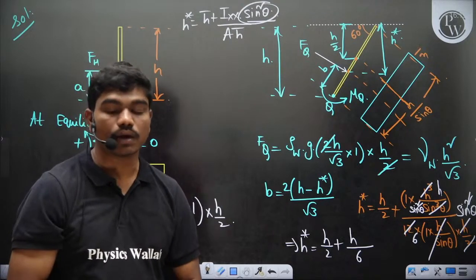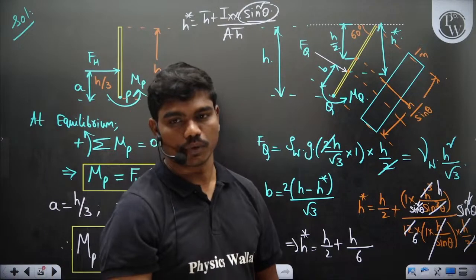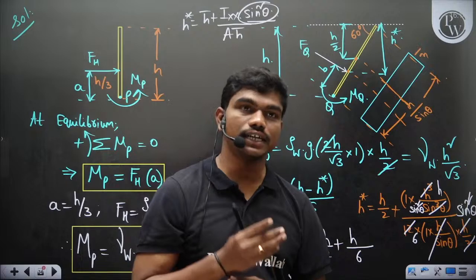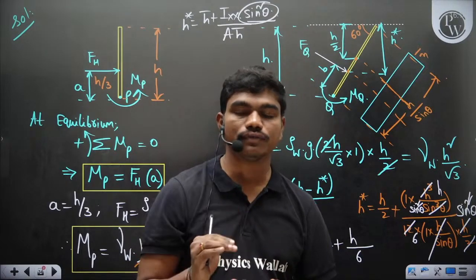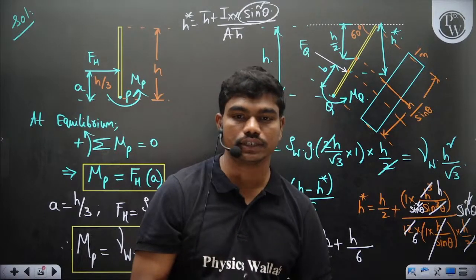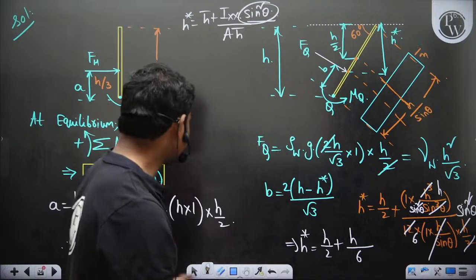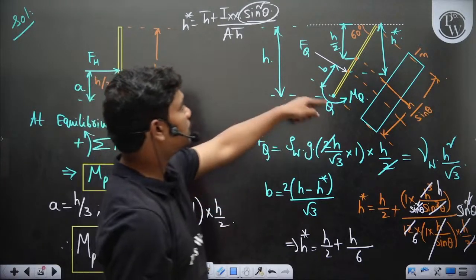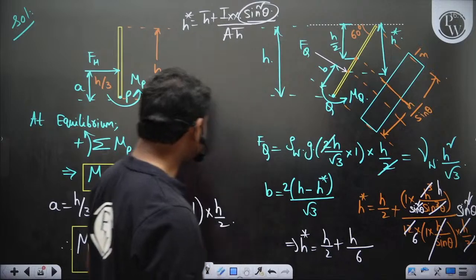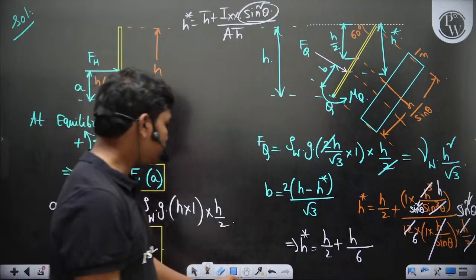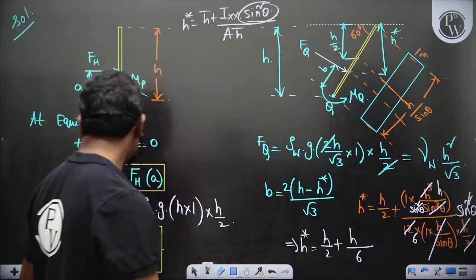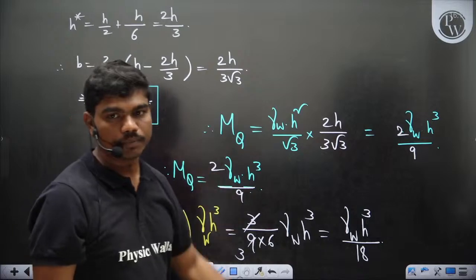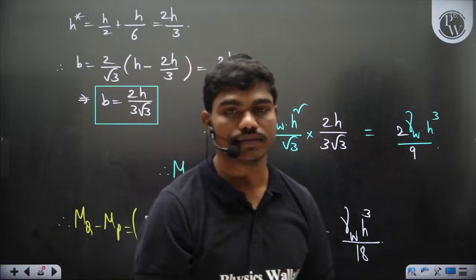Clear? And one more important conceptual point here: if the vertical separation is same, then the depth of center of pressure and depth of centroid is also same. Like in these two cases, if you see one thing carefully, here the depth of the centroid is h by 2. Here also the depth of centroid is h by 2. Here depth of center of pressure is 2h by 3. Here, even after doing the full calculation, you figured out this is again 2h by 3. Okay, that's the learning from this question.